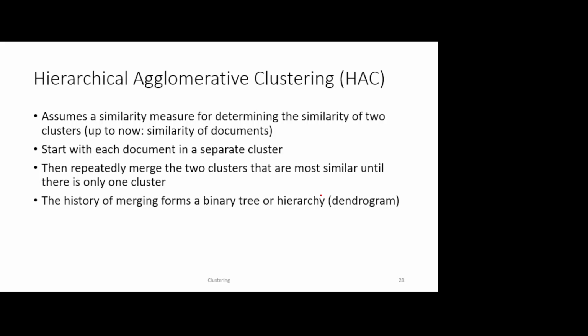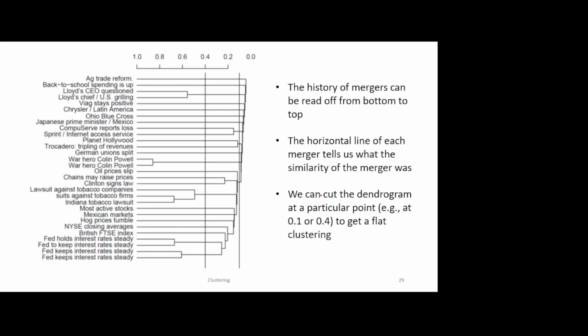Based on this, the final result builds a tree hierarchy, and such a structure we call a dendrogram. This is an example of a dendrogram. You can see here are several different documents. Each document is represented by just one sentence. And from this, you can see.